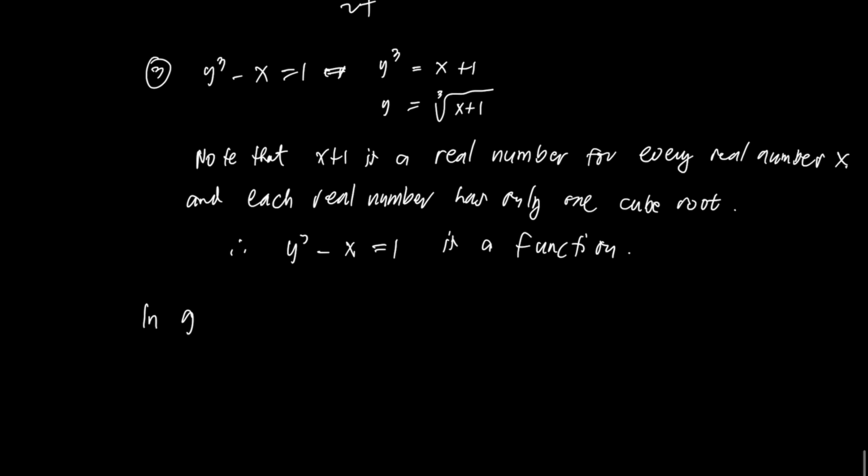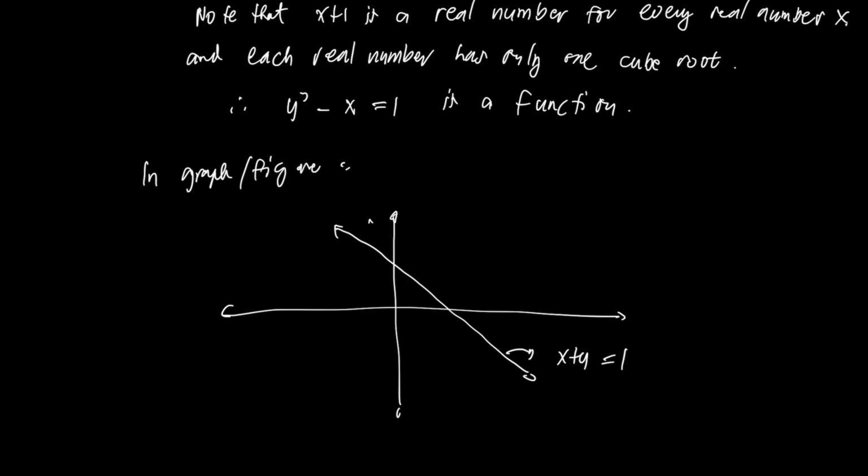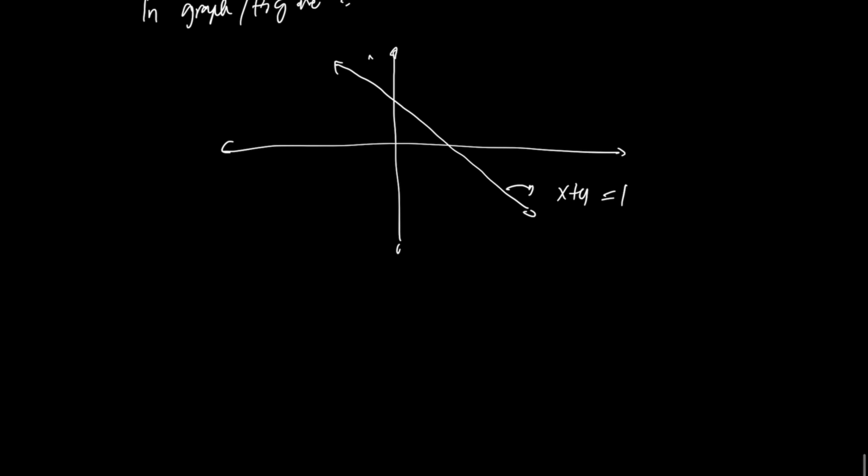So in a figure, in a graph, we can have this one. Let's just have a figure of this. This example here is x plus 1 equals 1, and that is a function. Okay, the other one. Later on we will discuss how to graph a function, but for the sake of argument at this stage, we will just graph it for now.